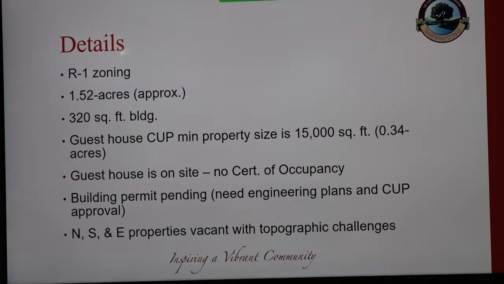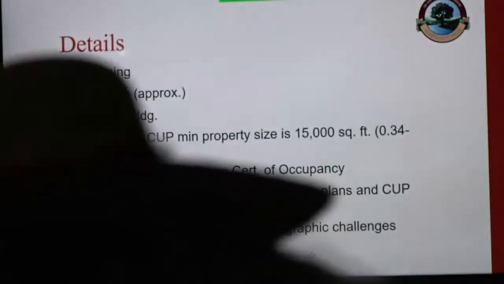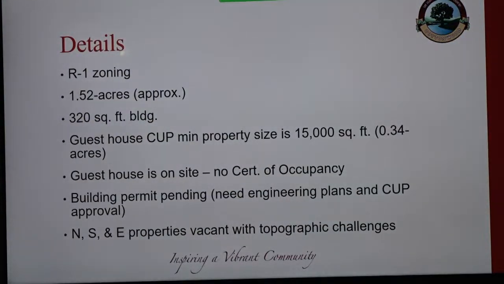The guest house is already on site. It was placed on site without permits. They're working with staff to achieve compliance, and so far there's no certificate of occupancy on that. Building permit is pending. We need engineering plans and the conditional use permit approval in order to move forward with that. The properties to the north, south, and east are vacant, and this is at the top of a ridge, and the topography drops off quite a bit, so there are topographic challenges on those adjacent properties, so we don't anticipate that there would be a lot of development right up next to this.